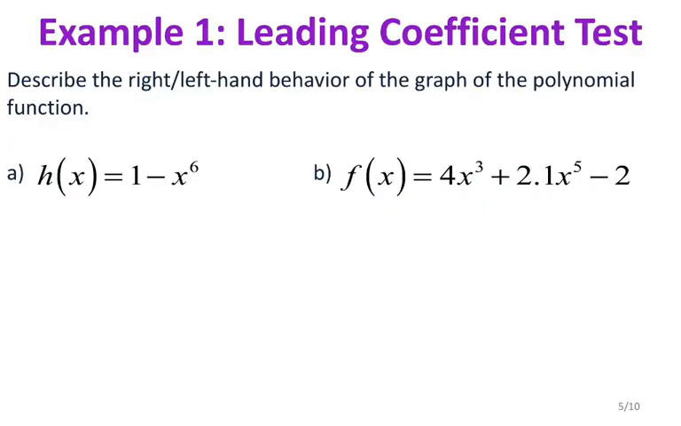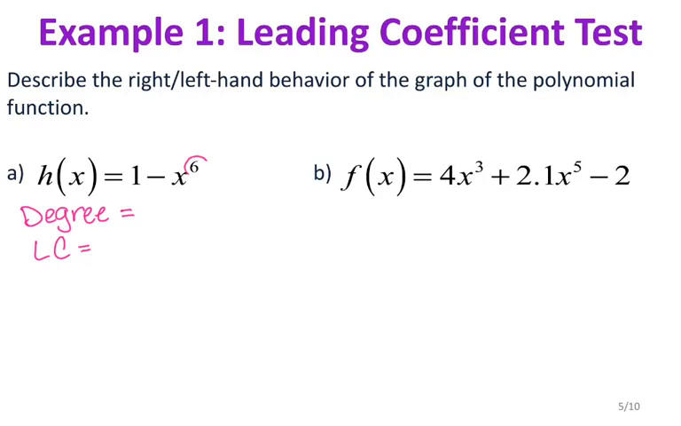Okay, so now let's actually apply the leading coefficient test to some polynomials. It says describe the right and left-hand behavior of the graph of the polynomial function. So left and right-hand behavior is the same thing as describing end behavior. And in order to do that, I need to know two things. I need to know my degree, and I need to know my leading coefficient.